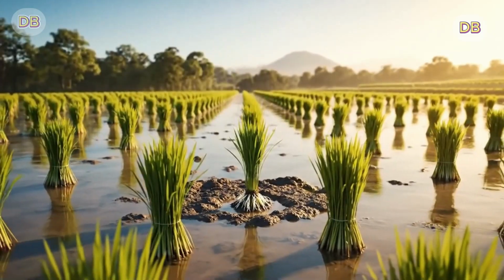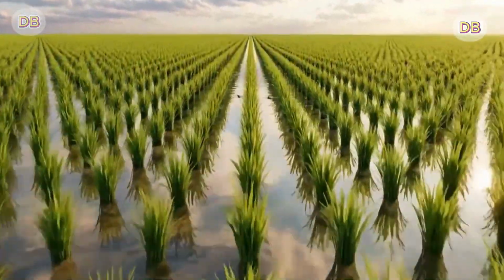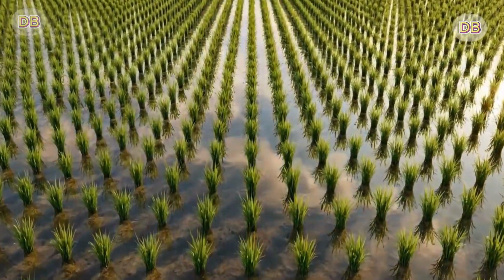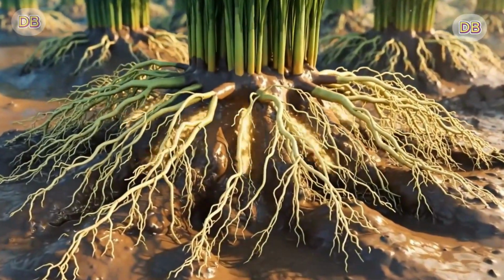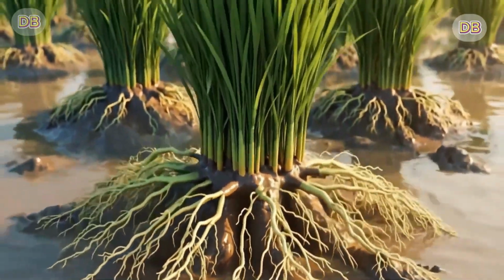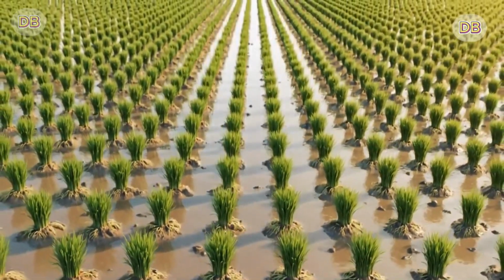Organic rice farming. Organic rice farming avoids synthetic fertilizers and pesticides, focusing instead on soil health and ecological balance. Practices include green manuring, compost application, biological pest control, and crop rotation. Although organic yields may be slightly lower, farmers benefit from premium prices and reduced input costs over time.